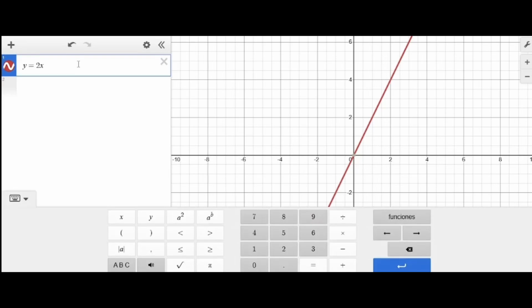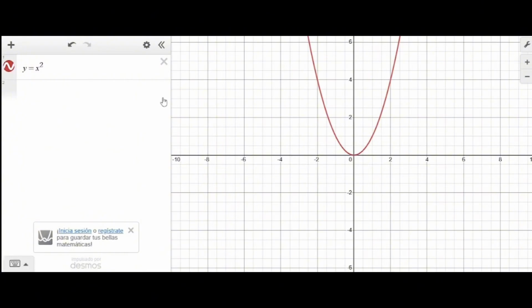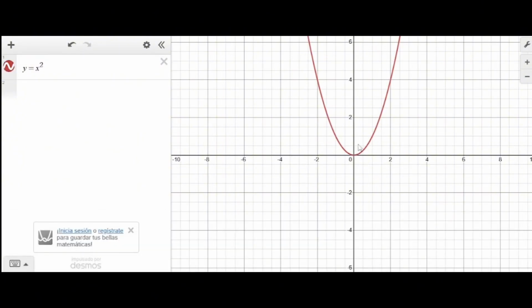Now let's try something curved. y equals x squared. Now, we see a parabola. Instead of a straight line, the graph curves upward on both sides, which is a second degree polynomial. Parabolas appear all over mathematics and physics, especially in things like projectile motion.